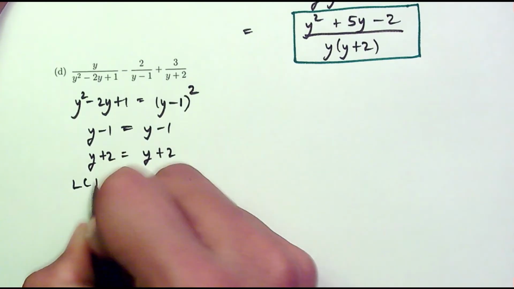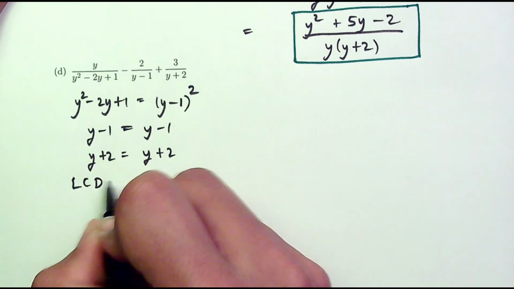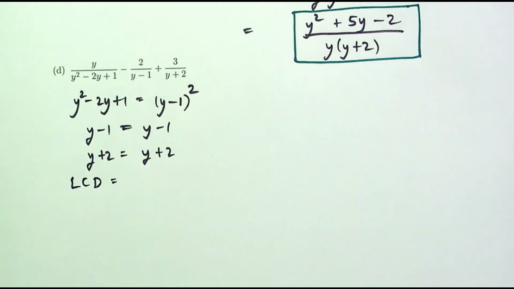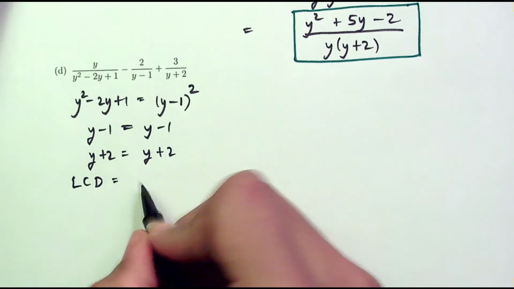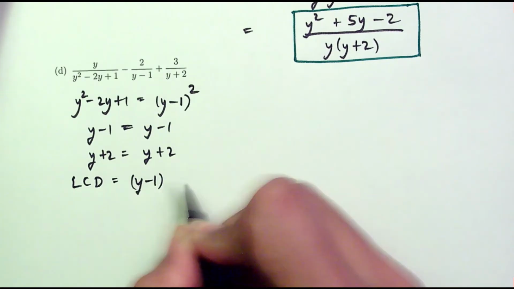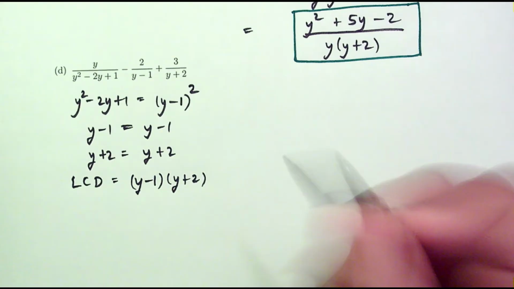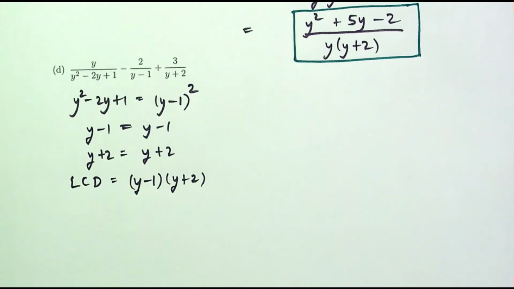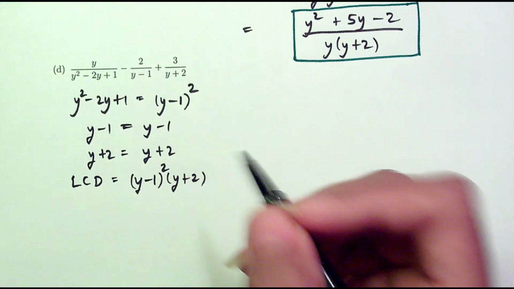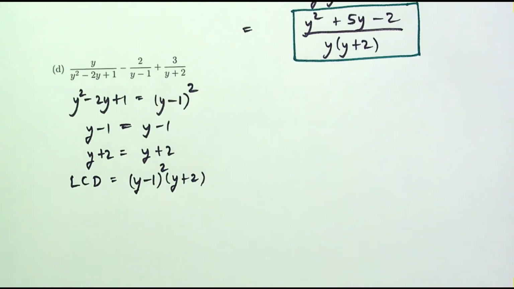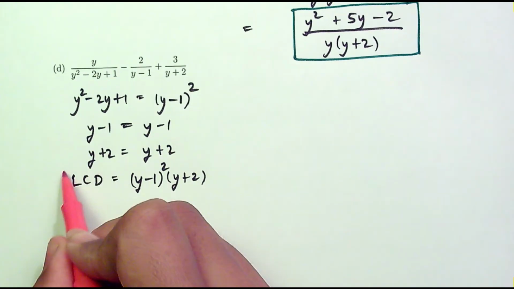And now we're ready to write down what is the LCD. You're going to write each of the different factors that you see without any exponents. So I see a y minus 1 and a y plus 2. And now you go back and choose the highest exponent that you see for each of the factors. For y minus 1, the largest exponent I see is a 2. And for y plus 2, there's nothing higher than just 1. So this is going to be the LCD.